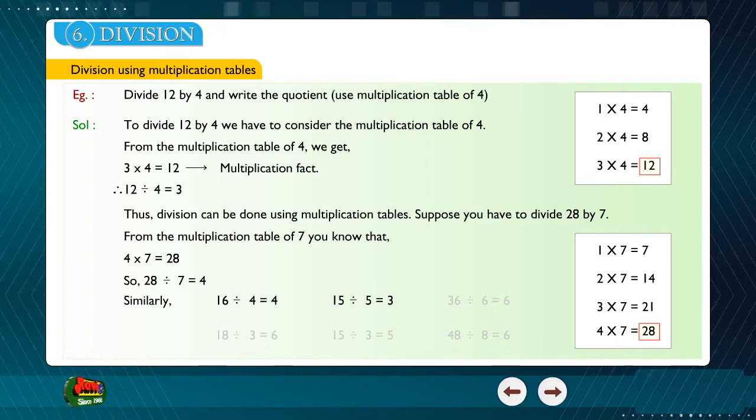15 divided by 5 is equal to 3. 36 divided by 6 is equal to 6. 18 divided by 3 is equal to 6. 15 divided by 3 is equal to 5. 48 divided by 8 is equal to 6.